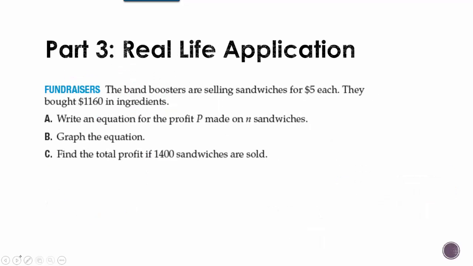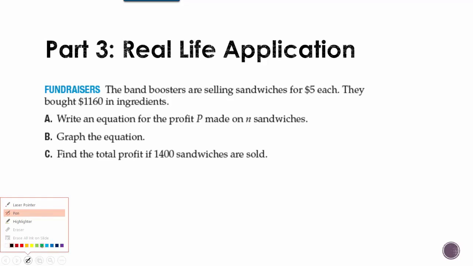So last part of the notes, a real life application, so a story. The Band Boosters are selling sandwiches for $5 each, and they bought $1,160 in ingredients. Write an equation for the profit made on N sandwiches.